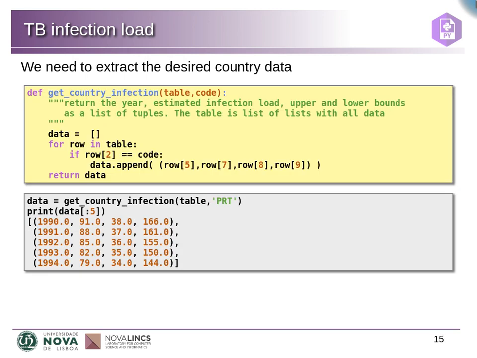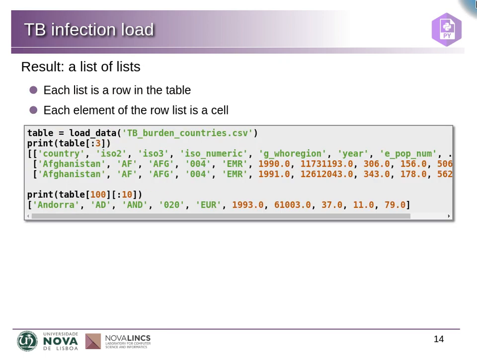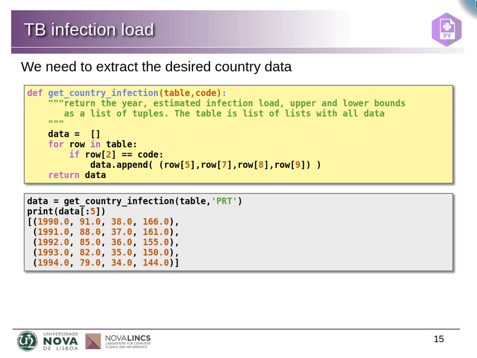So, for example, we want to get the infection rate from this table for a specific country. Note that we have all the countries here. We have Afghanistan, Andorra, and so on. We have all the countries, and for each country there are many entries because we have different years for each country. So if we want to extract the year and tuberculosis load for one country, we need this function, but basically we give it the table with the complete set of data and the three-letter code for the country.